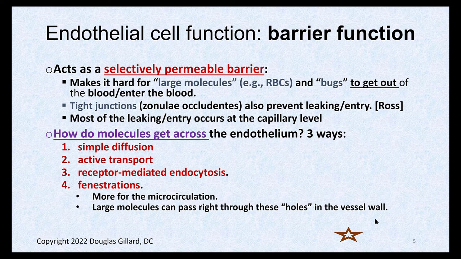How do molecules get across endothelium? There's three ways, really four ways: simple diffusion, active transport, receptor-mediated endocytosis, and through fenestration sometimes. Remember, those are in medium leaky arteries or capillaries, which we talked about last time.